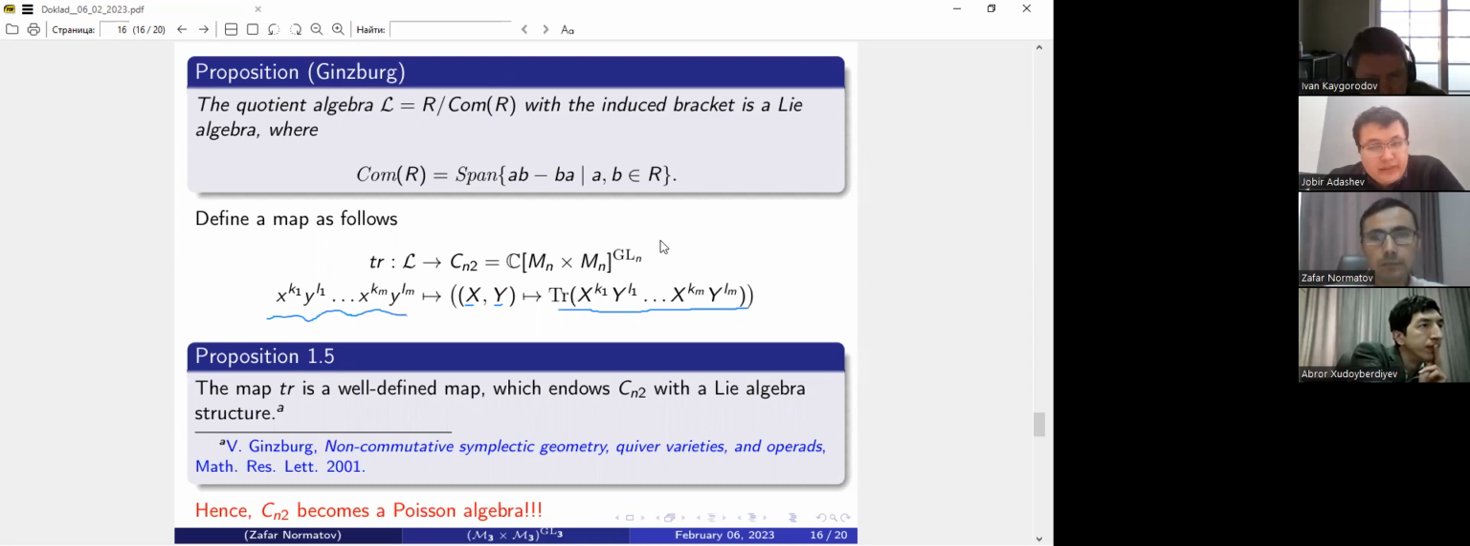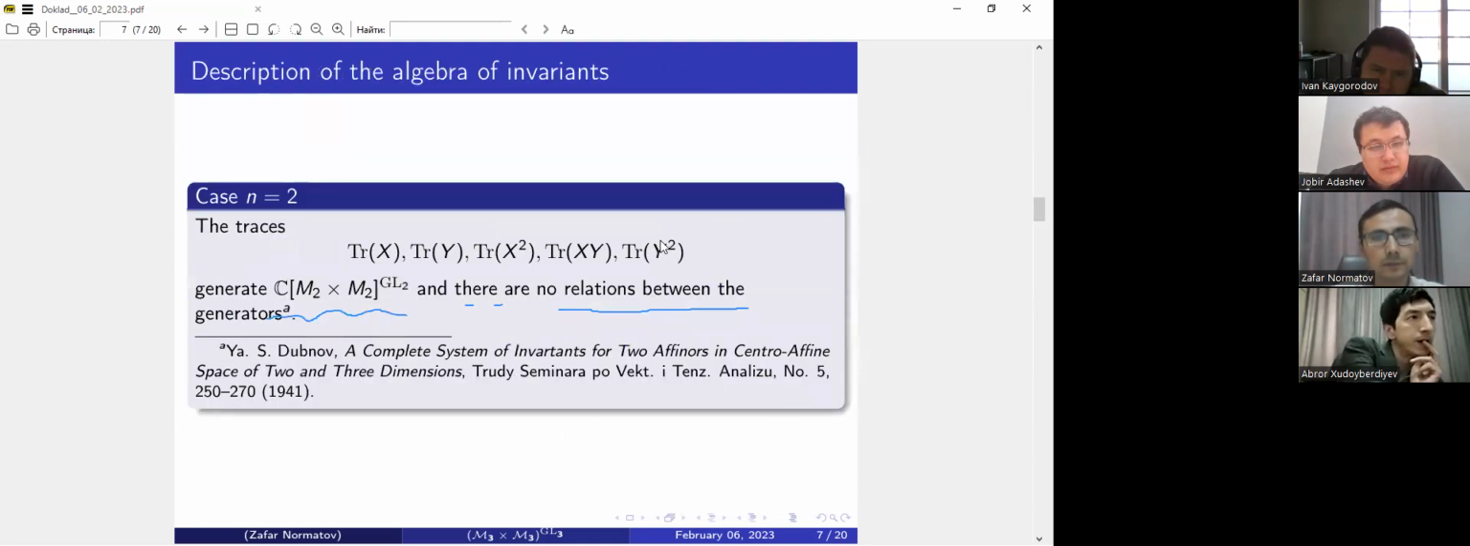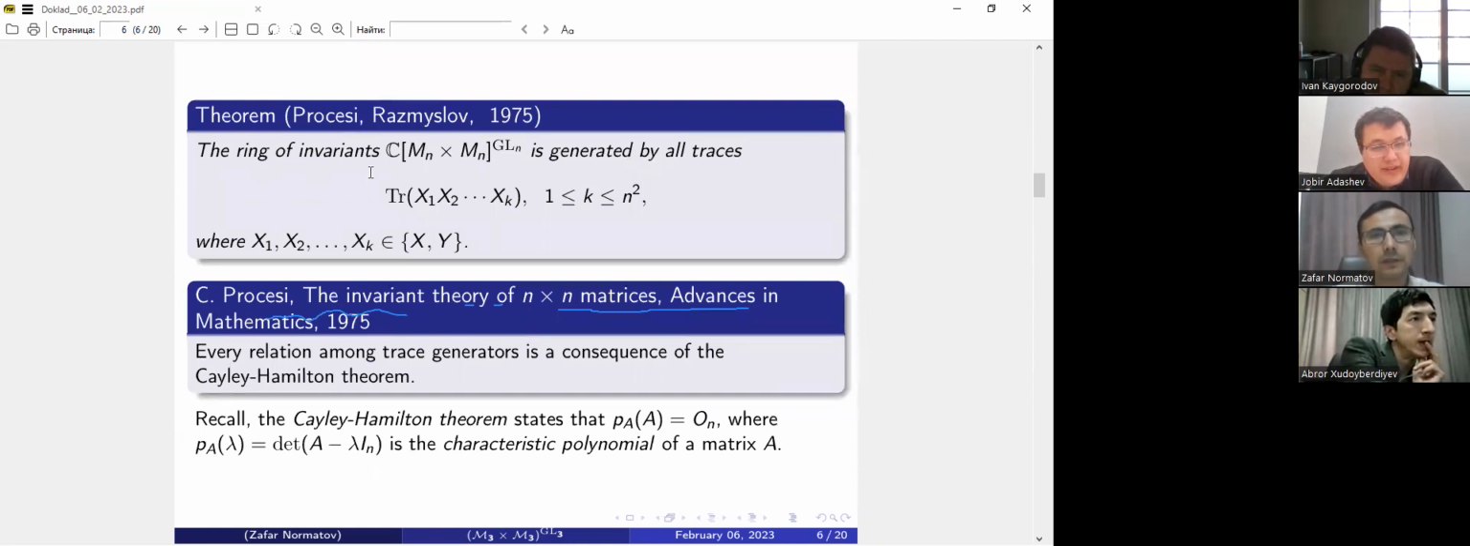Zafarlar, shu ikkita oladigan matrisamizni qanaqa qilib tanlab olamiz? Arbitrary. Ikkita matrisa. Mana e'tibor beraylik: the ring of invariants is generated by all traces where the x1 and x2 and xk is from xy. We have just two, we have just 2 matrices.